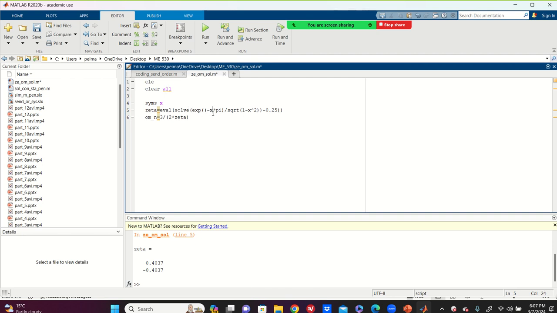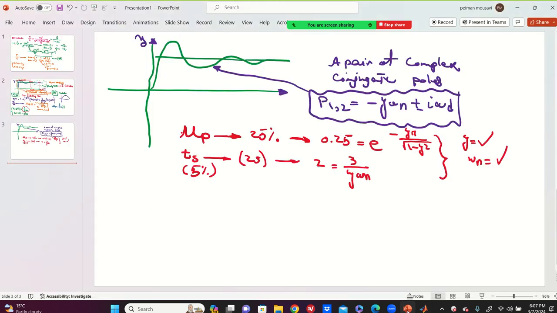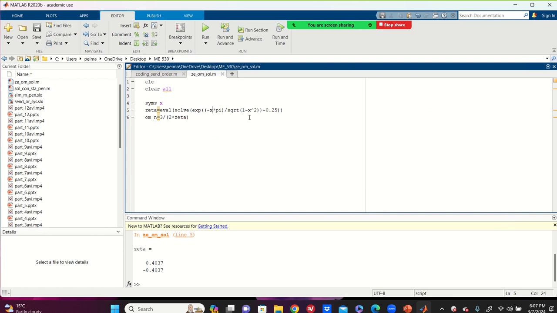So let me double check everything. I want to make sure minus zeta pi divided by sqrt 1 minus zeta squared, I want to make sure that all brackets are still right. Minus 0.25. Here we go. And eval. And this 3 divided by 2 zeta. Okay. Here we go. We got it.